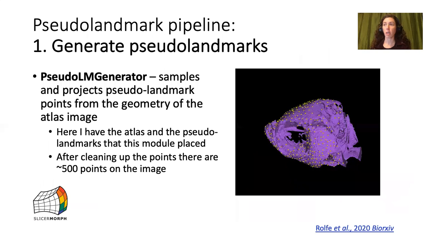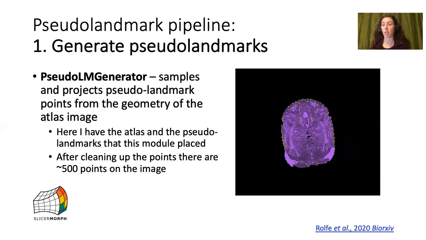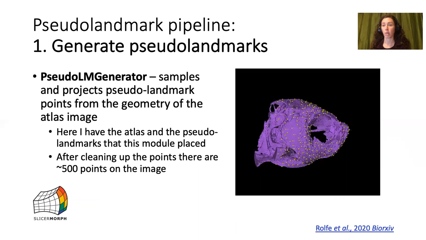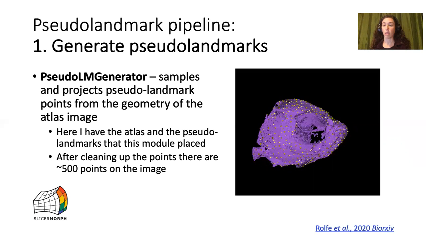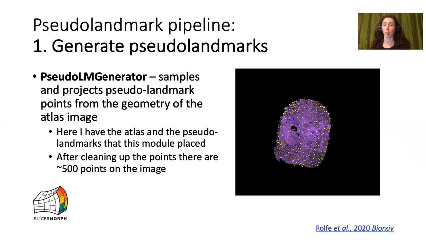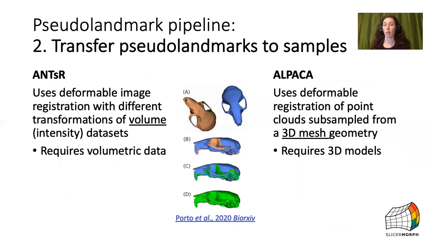So the first step of our pseudo-landmark pipeline is to generate the pseudo-landmark points. And we did this using the pseudo-landmark generator in SlicerMorph. Here we were able to generate, using the surface geometry of our atlas, about 500 pseudo-landmark points across the surface of our atlas. Now that we have the points on the atlas, we need to transfer those points from our atlas to each individual specimen in our sample.